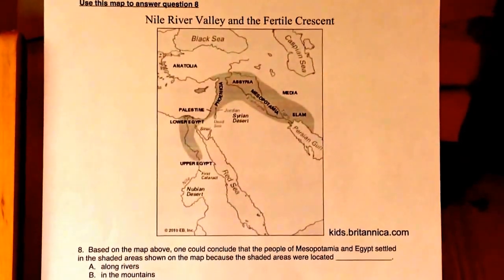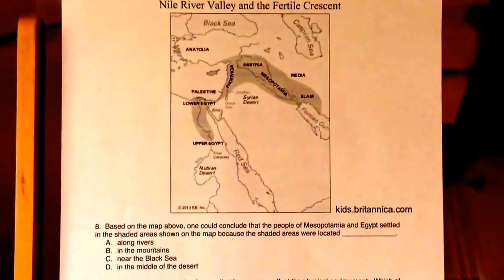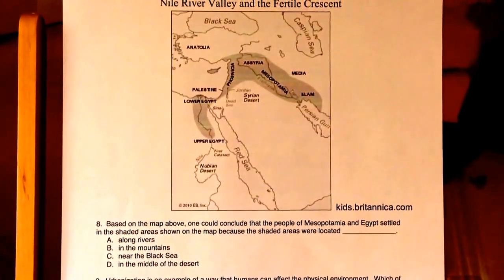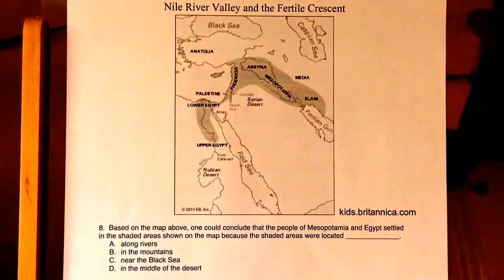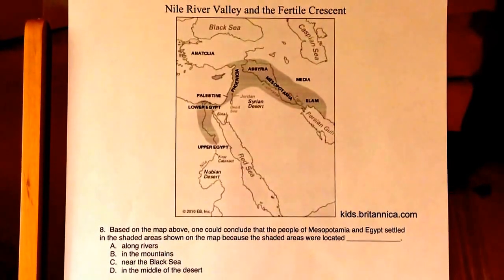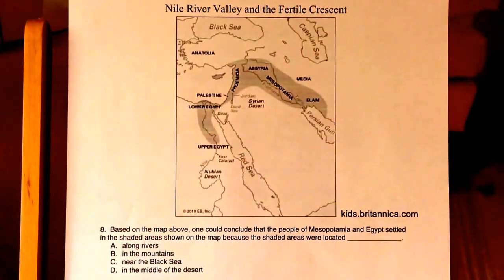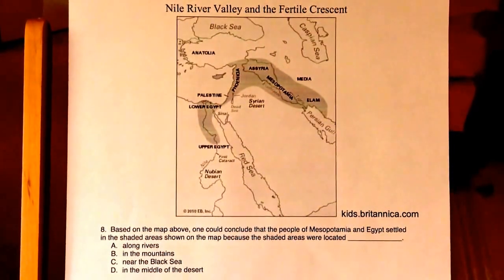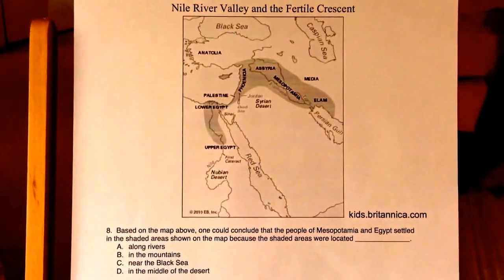Use this map to answer question 8. Number 8. Based on the map above, one could conclude that the people of Mesopotamia and Egypt settled in the shaded areas shown on the map because the shaded areas were located A, along rivers, B, in the mountains, C, near the Black Sea, or D, in the middle of the desert.